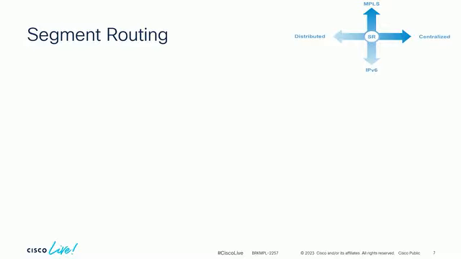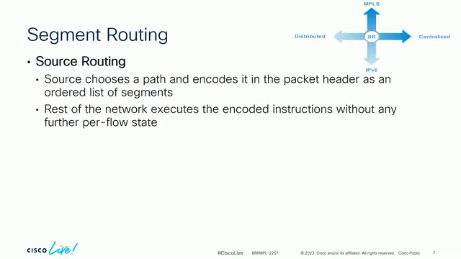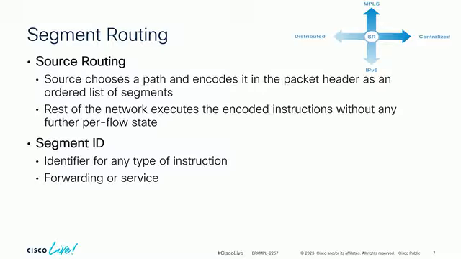Okay, so let's start with what is segment routing. Segment routing is a source routing paradigm-based architecture that basically encodes the path information as an ordered list of segment IDs directly into the packet header, which could be used by the transit devices to execute the relevant course of action. So the segment ID here is one of the key components of segment routing architecture.